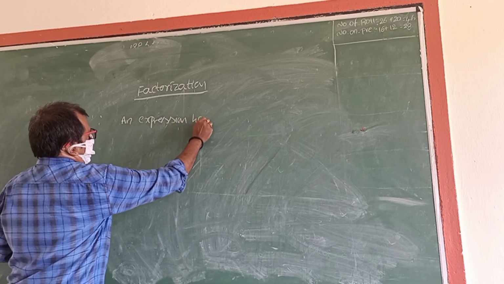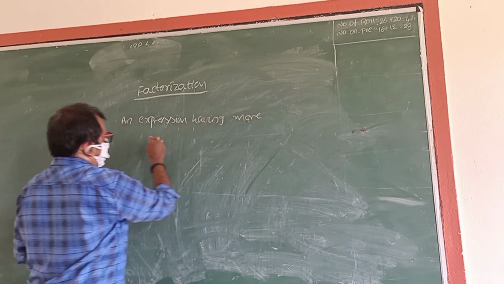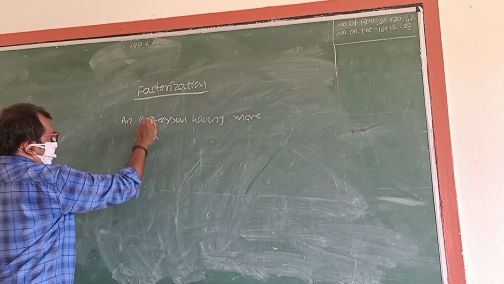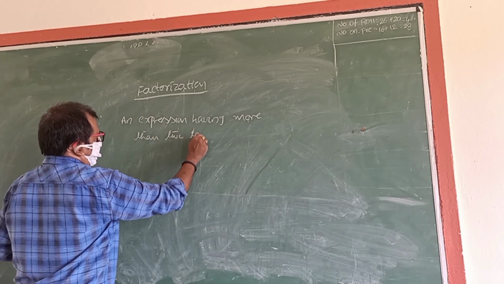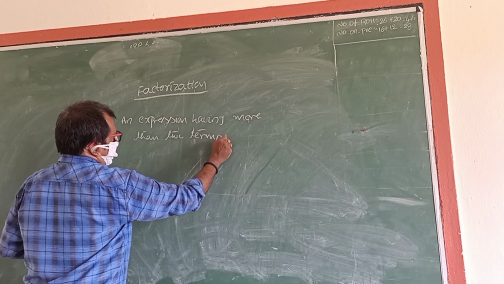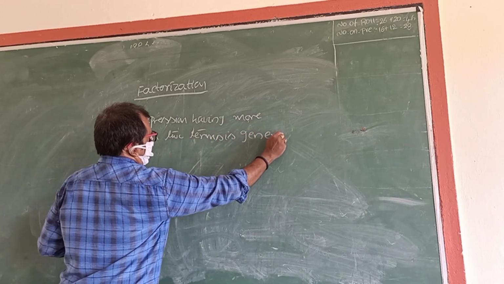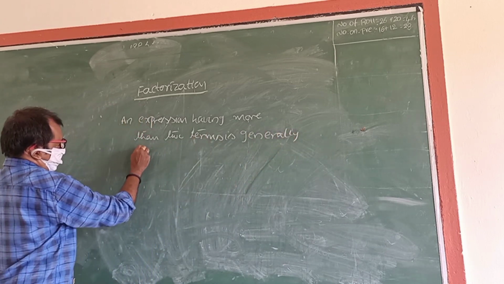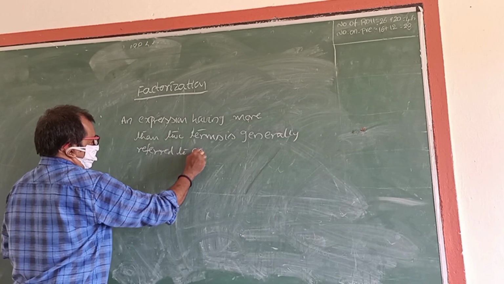An expression generally having more than 2 terms is referred to as a polynomial. Poly means many. Many monomials. When an expression consists of more than 2 terms, it is called a polynomial.